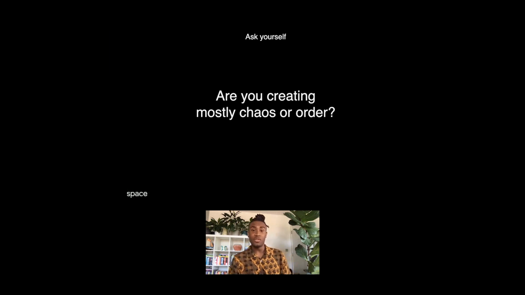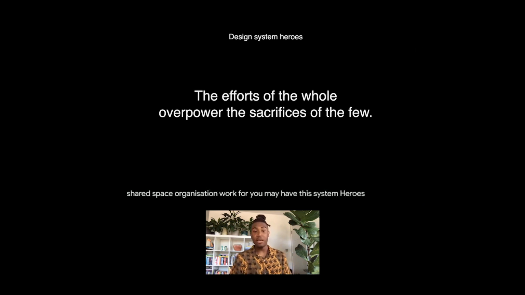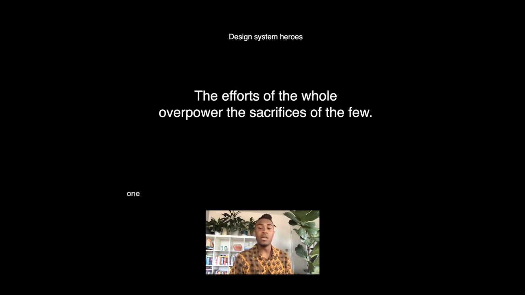And depending on the organization that you work for, you may have design system heroes. You may have some people that are working day after day in trying to build, establish, or develop a design system. It may be a centralized team. It may be a set of individuals. It may be one person. But generally speaking, we all know from watching many films and just life that the efforts of the whole always overpower the sacrifices of the few. So if you can empower everyone to be able to easily use the tools to build better product experiences, then in my view, we can all be heroes and no one needs to self-sacrifice.